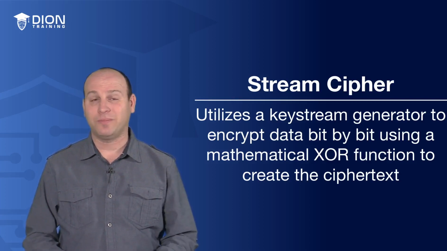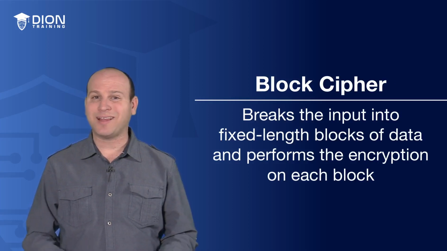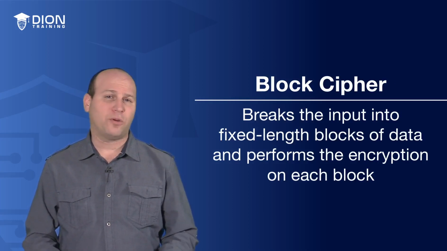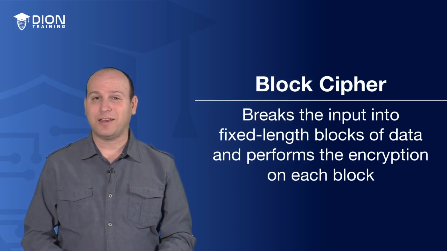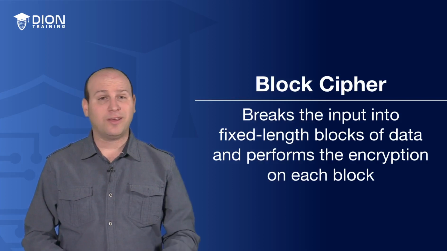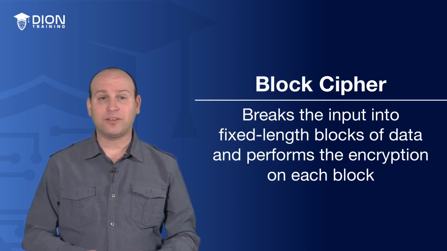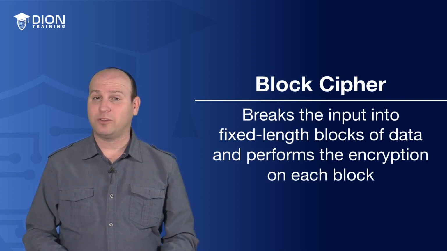Now, stream ciphers also tend to be symmetric algorithms, and they use the same key for encryption and decryption. A block cipher, on the other hand, is able to break the input into fixed-length blocks of data before performing the encryption. For example, if you had a message that was 1 kilobit in size, we could break it into 16 blocks of 64 bits each. Then, each of those 16 blocks would be processed by the cipher and output the other side the block of ciphertext that we're expecting.